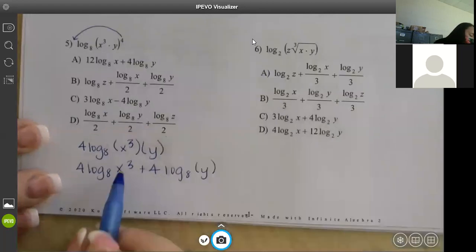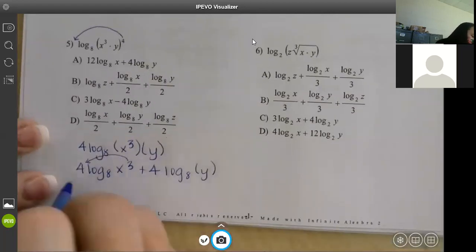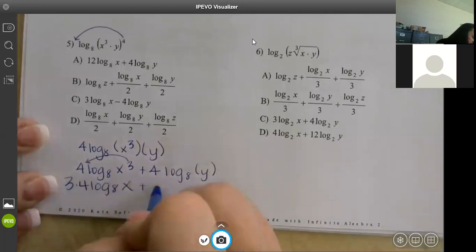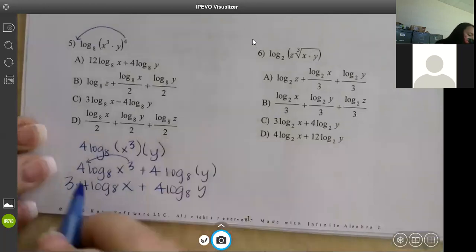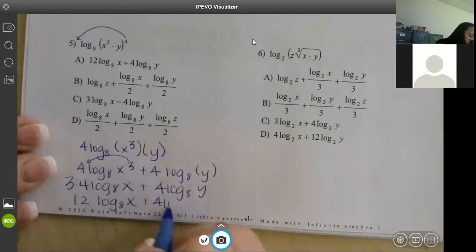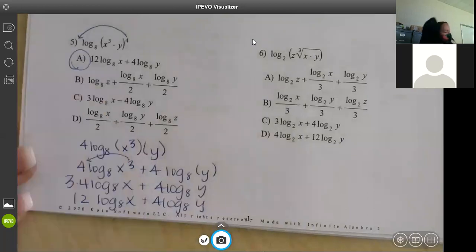And then because this one also has a power, we're going to move it to the front. So you're going to multiply those together. So you would have 3 times 4 log 8x, 4 log 8y. 3 times 4 is 12 log 8x plus 4 log 8y. So 5 should be A. I just wanted to show you that one because we didn't have one where we had 2 powers moved.